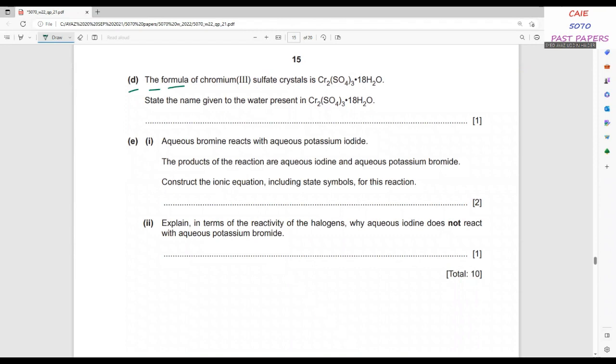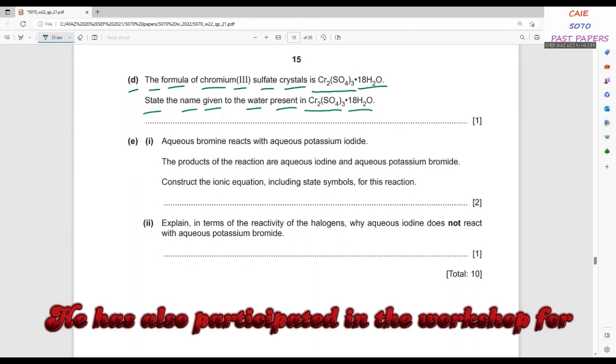The formula of chromium 3 sulfate crystals is Cr2(SO4)3.18H2O. State the name given to the water present in Cr2(SO4)3.18H2O. Whenever water is attached to a salt, we call it water of crystallization. Water of crystallization.